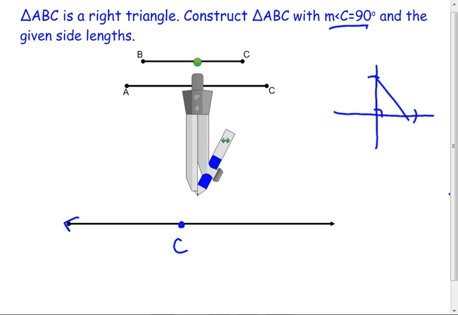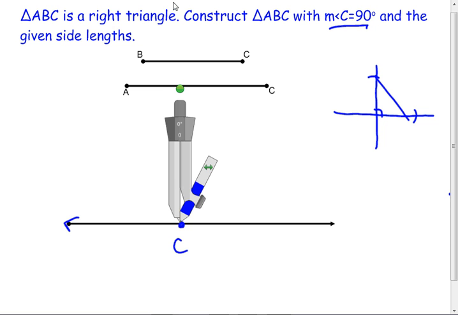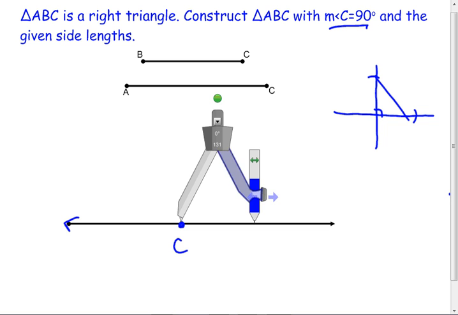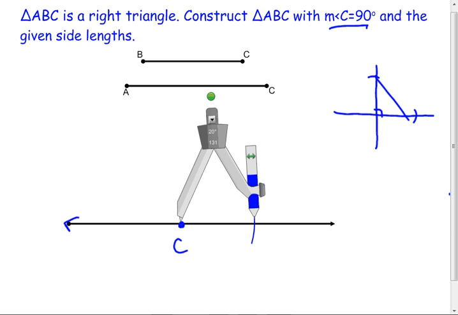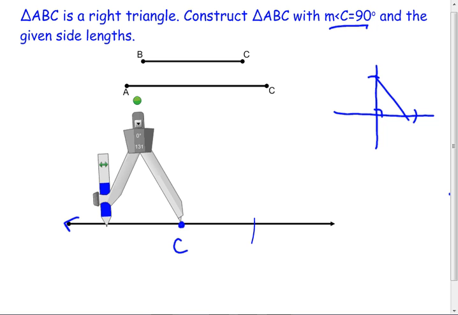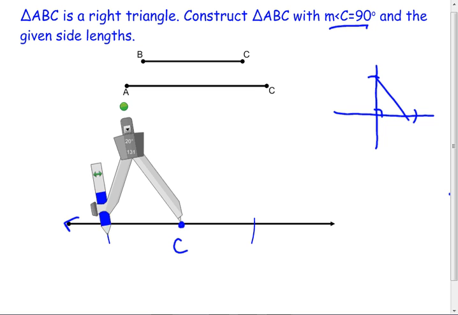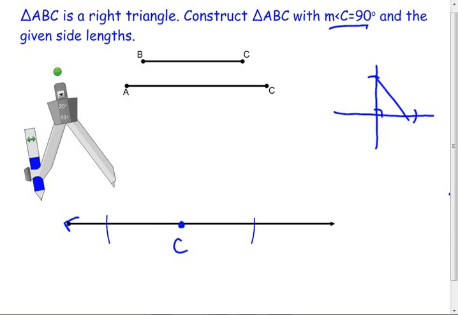So what I have to do to get a perpendicular bisector is I actually have to construct a segment. So open to any size you want and make a mark here. Make a mark here. And then I can just flip mine over, keeping the same compass setting, and make a mark here. Now, C is the midpoint. Those are equal.